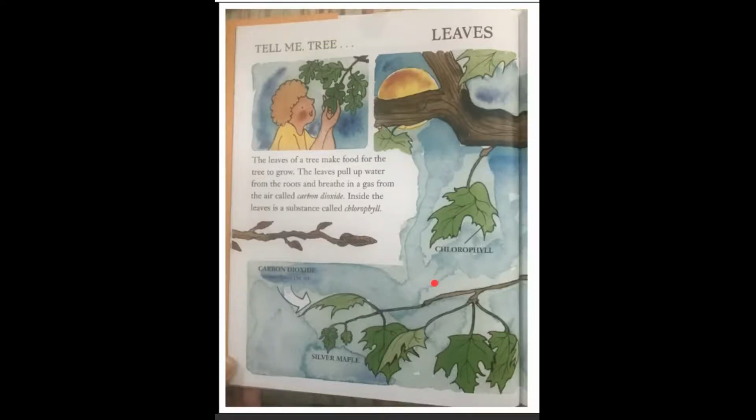Tell me, tree. These are about leaves. The leaves of a tree make food for the tree to grow. The leaves pull up water from the roots and breathe in a gas from the air called carbon dioxide. Inside the leaves is a substance called chlorophyll.